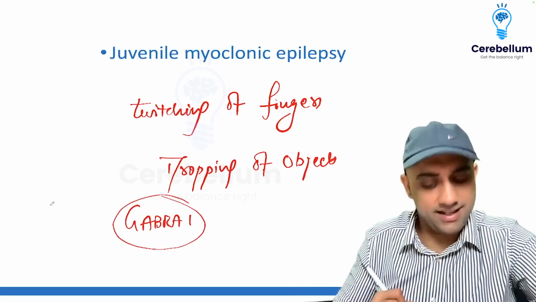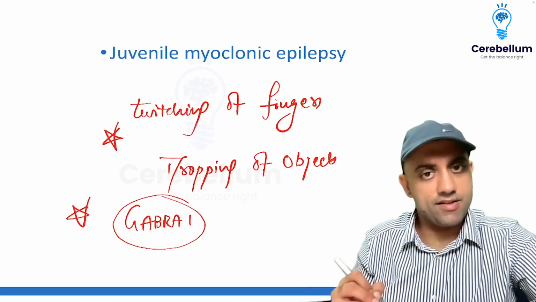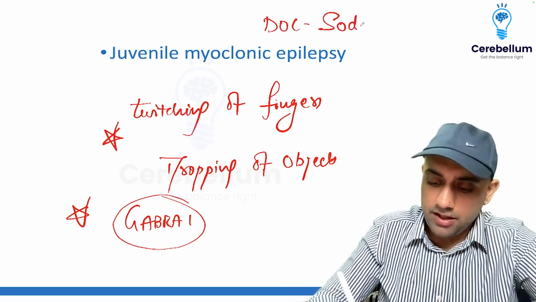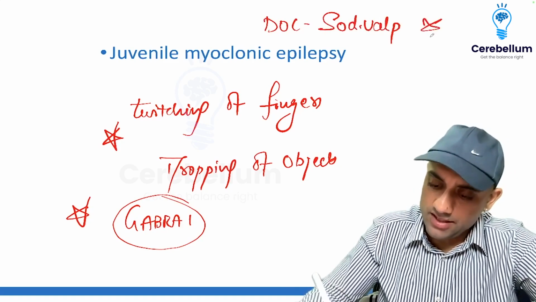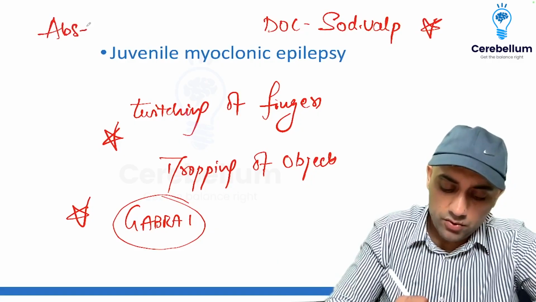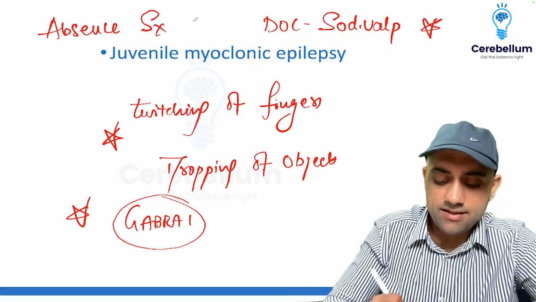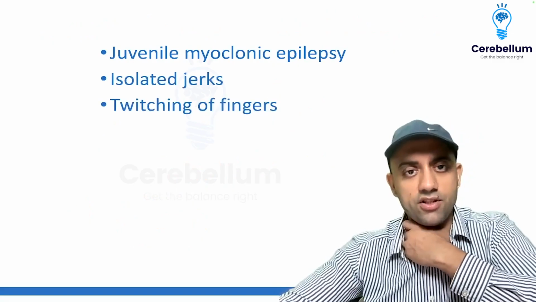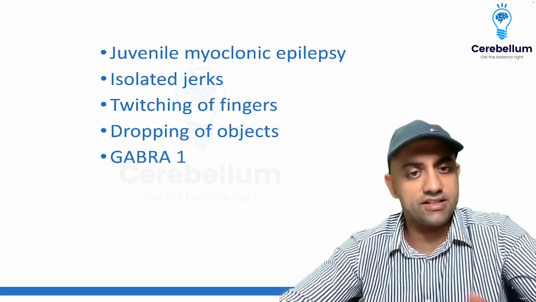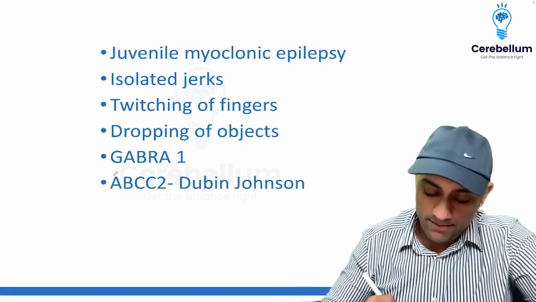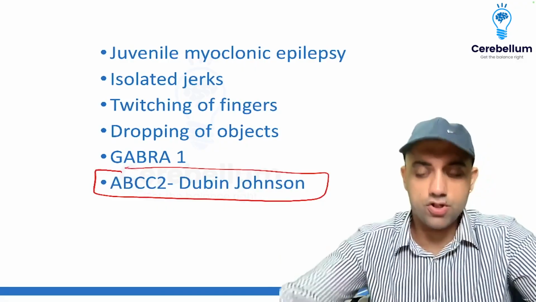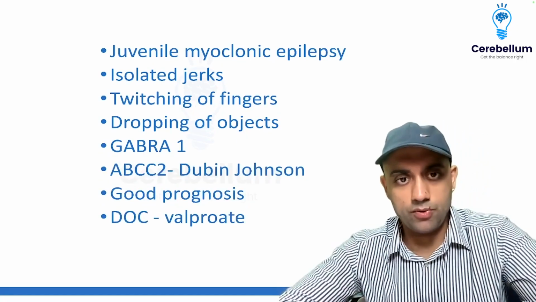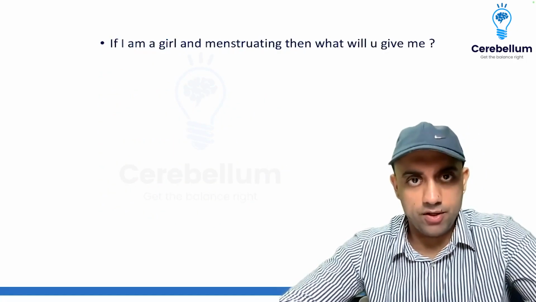GABRA1 gene mutation, exam question. Twitching of fingers and dropping of objects, exam question. And drug of choice is sodium valproate, that also is an exam question. Sodium valproate is also the drug of choice in absence seizures. So isolated jerks, twitching of fingers, dropping of objects, GABRA1. ABCC2 gene mutation is in Dubin-Johnson syndrome. Yes, and juvenile myoclonic epilepsy has a good prognosis. Drug of choice is sodium valproate.